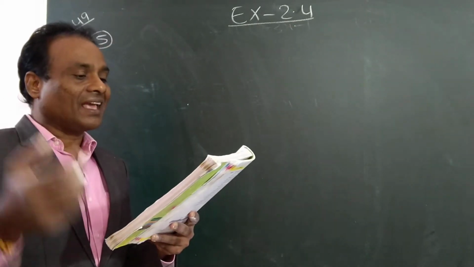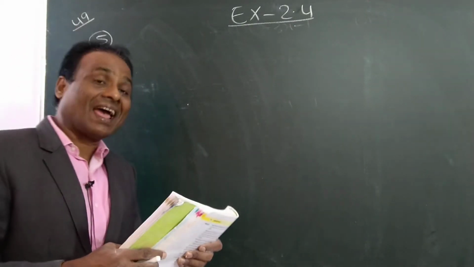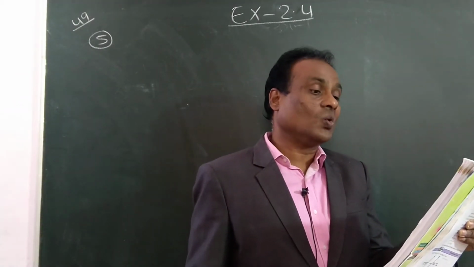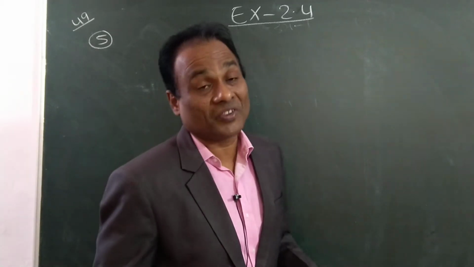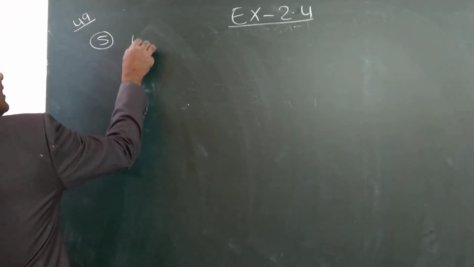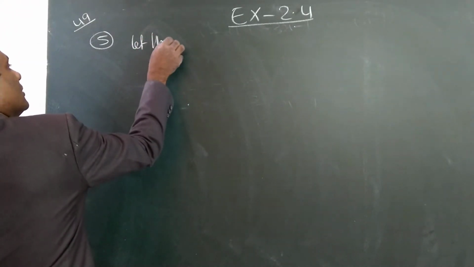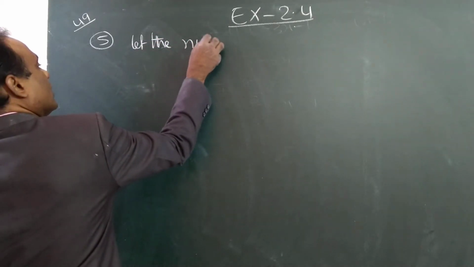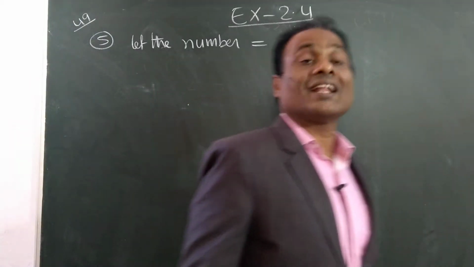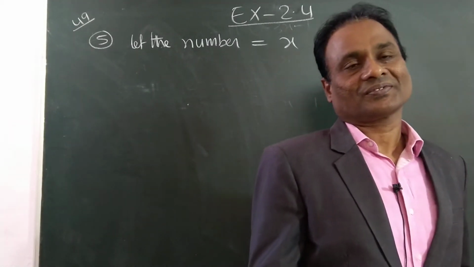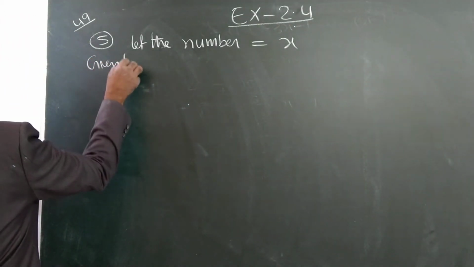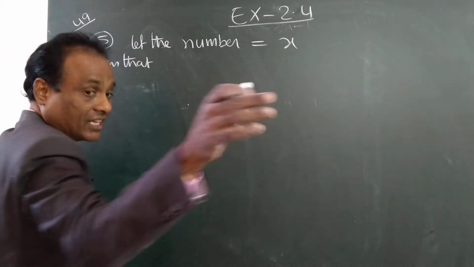When I triple a certain number and add 2, I get the same answer as I do when I subtract the number from 50. So find the number. Let the number be equal to x. What is given? I am writing the given data.